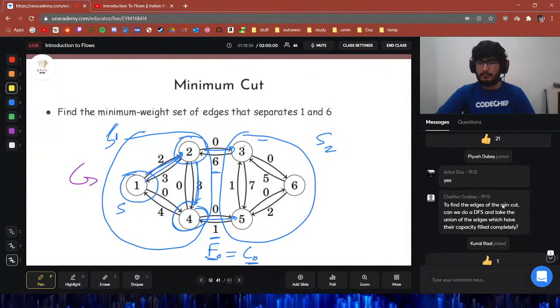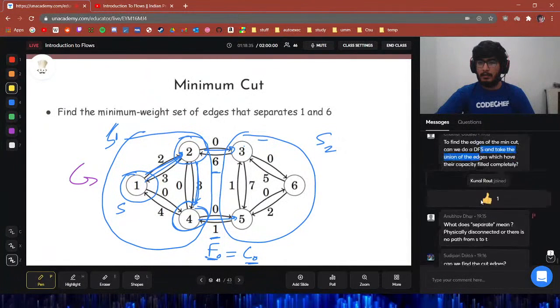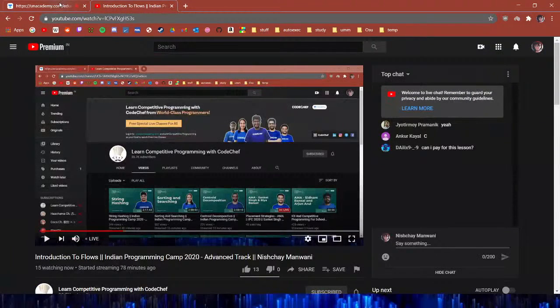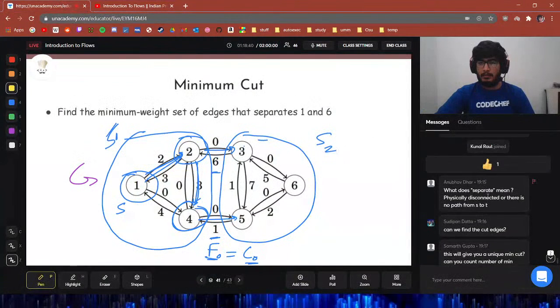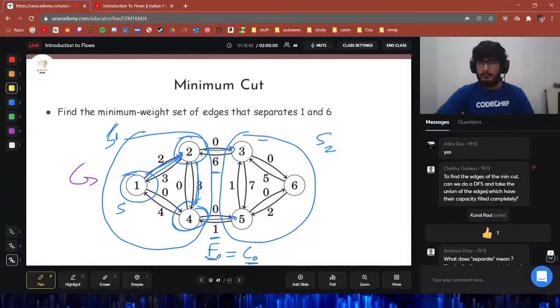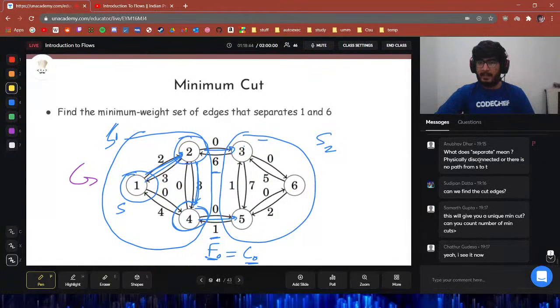After that, we talked about how to find the edges of the minimum cut and take the union of the edges which have the capacity filled. Yeah, that is basically what we are doing, right? What does separate mean? Physically disconnected, or there is no path from S to T? There is no path from S to T, and that is what separate means, right? Can we find the cut edges? Yeah, we find the cut edges by doing that. I already answered that, sorry. This will give you a unique min cut.